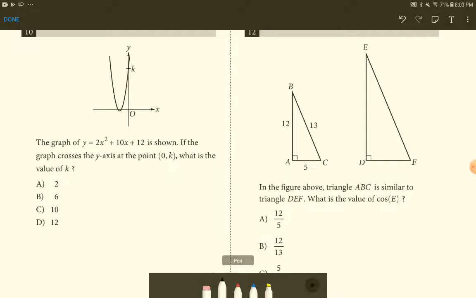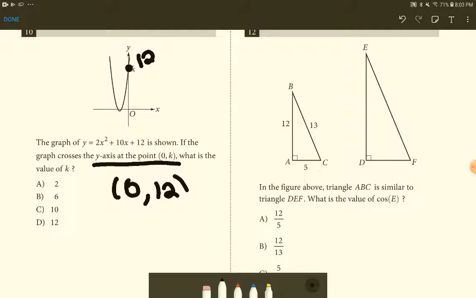And for number 10, the graph of y equals 2x squared plus 10x plus 12 is shown. If the graph crosses the y-axis at point 0, k, what is the value of k? So we know that the y-intercept is at 12 because k is right there as the y-intercept, and it's asking if it crosses at 0, k, that would be crossing at 0 comma 12. So k would be just equal to 12.